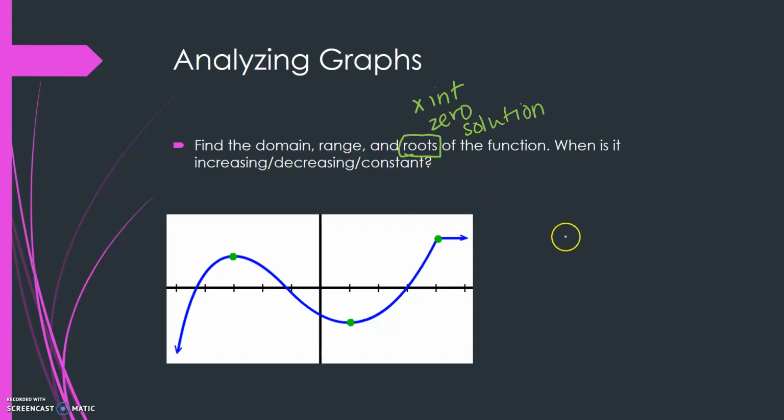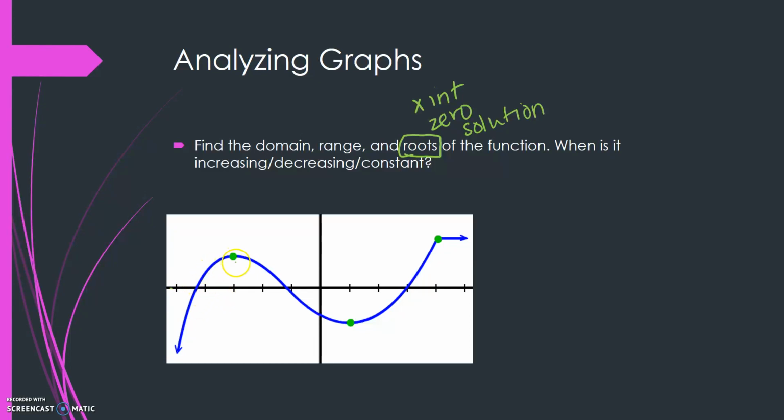So I want to find the domain, range, and roots, and then we'll talk about the increasing, decreasing, and constant. Right now, if I look at the domain, remember, domain is where your graph goes in terms of x. This arrow is pointing down, which tells me it's going to go left forever. So my graph keeps going left and uses all the negative x values.